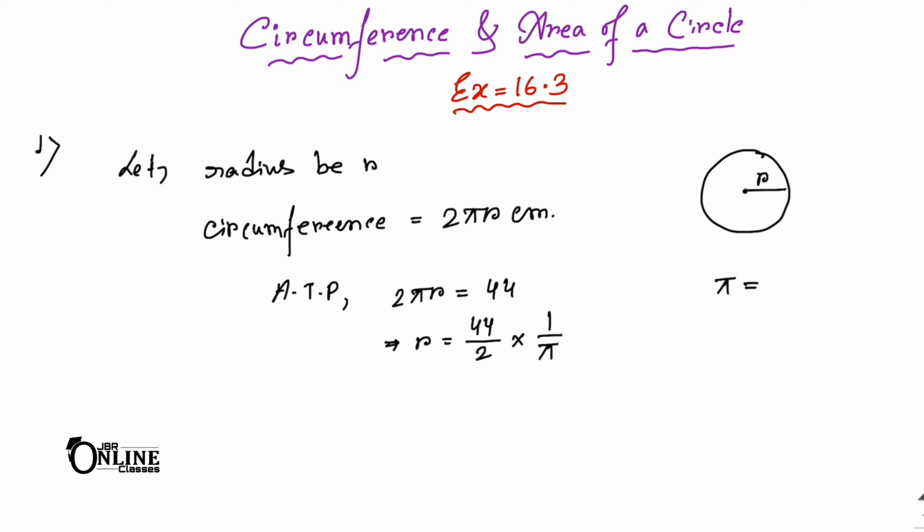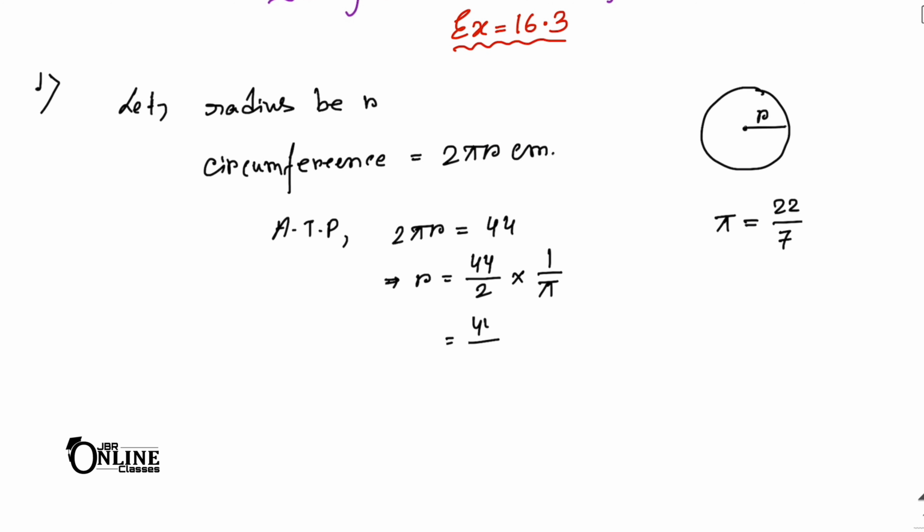Now you know that the value of pi equals 22 by 7. So let's put down the value here. So 44 by 2 into 7 by 22. So 2 cancels out with this one, it becomes 22, then 22 cancels out, that equals 7. So the radius equals 7, then diameter equals 2r. Remember that diameter is double the radius. So 2 into 7 equals 14 centimeter as your answer.